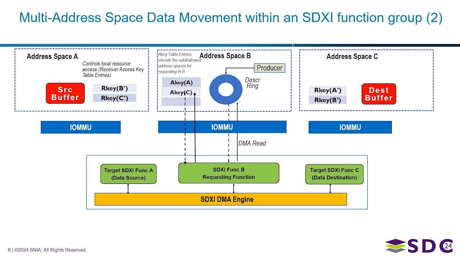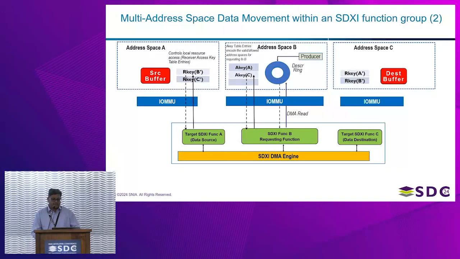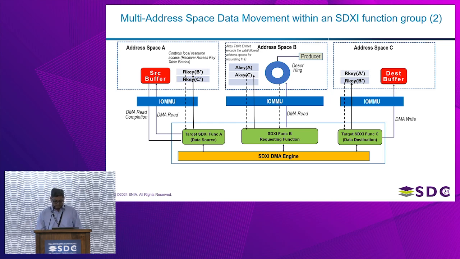Inside that A key entry, you will have an index into the R key table on the remote address space. That entry would allow this particular requesting function to access that address space. If this checks out, now you can access the source buffer in address space A. Same thing you will do on address space C because it's the destination buffer. Then the address space permission checks are done. Now you can effect the data movement by doing a DMA read on this side and then a DMA write on the other side. This is to allow for security between address space to address space data movement.